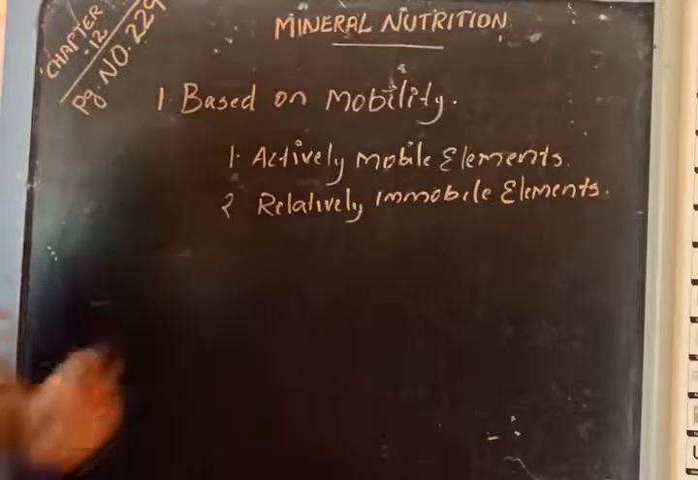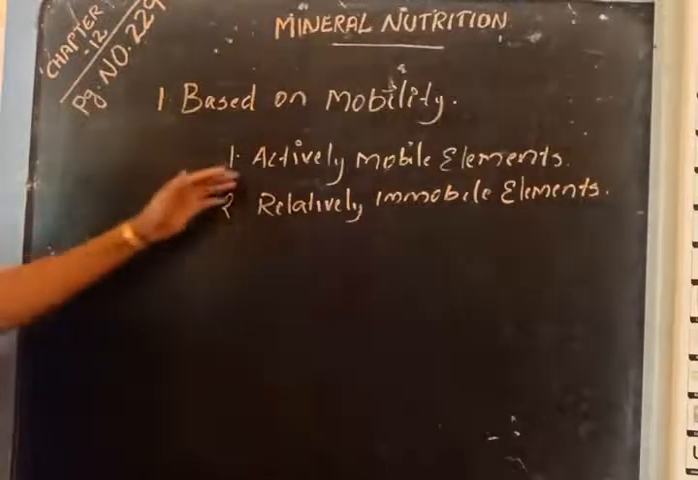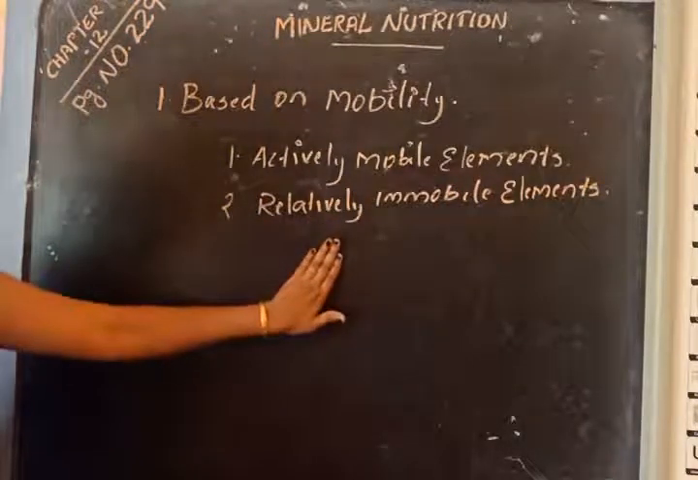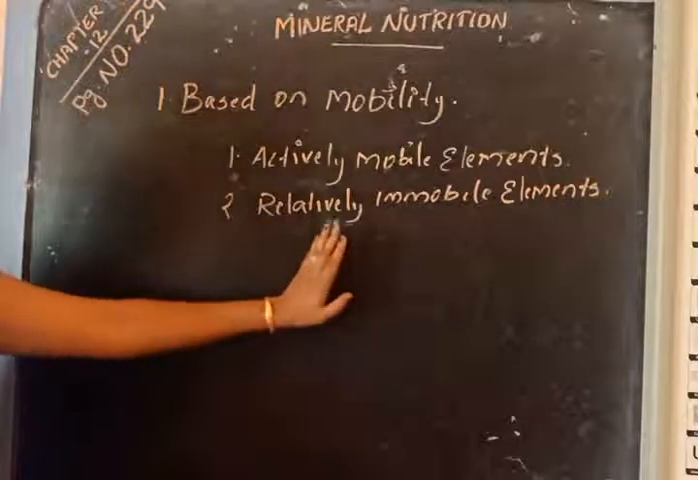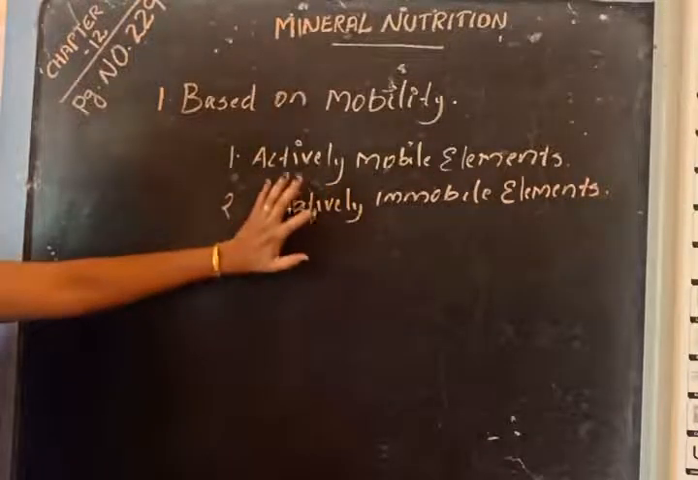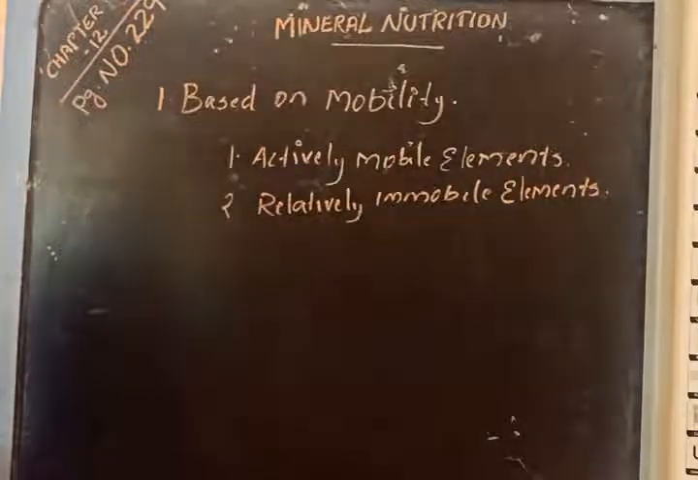Whereas relatively immobile elements include calcium, sulphur, iron, boron and copper, and show deficiency that first appears on the young leaves due to the immobile nature of minerals. Just opposite to actively mobile elements. The deficiency in relatively immobile elements first appears on the younger leaves, whereas in actively mobile elements it first appears in the older leaves.